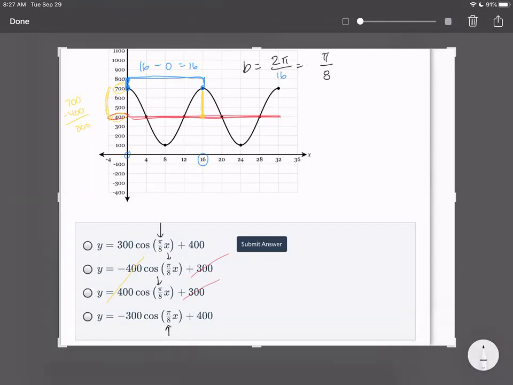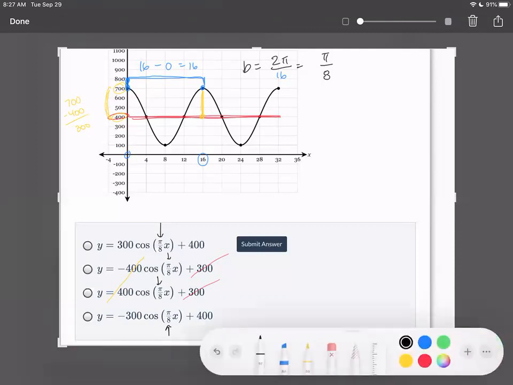So we still have two options. We have the first one, which is 300 cosine pi over 8x plus 400, or the bottom one, which is negative 300 cosine pi over 8x plus 400. So the difference between these is a negative sign.